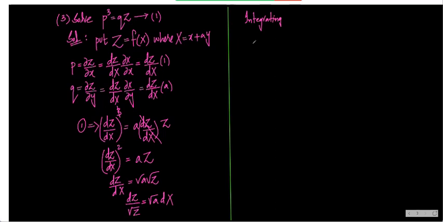Just consider integration of 1 by root Z dz is equal to root A, which is a constant, integration of 1 dx. Integration of 1 by root Z is 2 root Z. The answer is equal to root A as it is, and integration of 1 dx is capital X, and that constant is plus C. The choice is yours, you can add A, B, but don't add A, as it is there already.